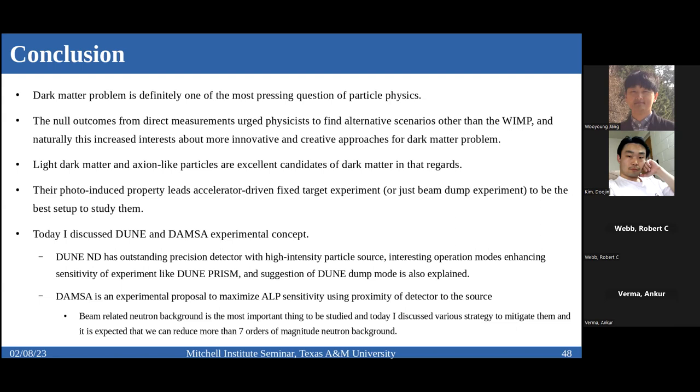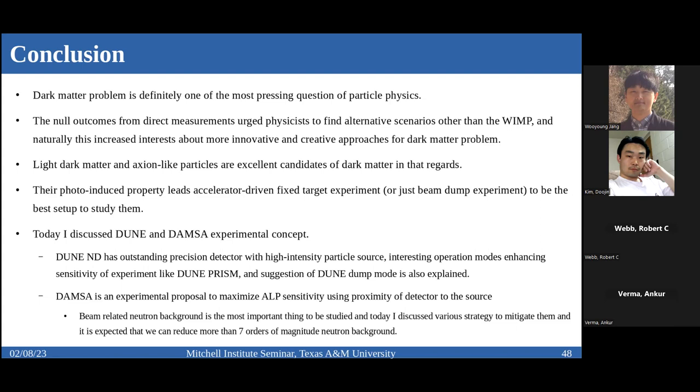So the DUNE near detector is an outstanding near precision detector with a high-intensity particle source for dark sector particles, and it also has interesting operation modes such as DUNE-PRISM, and we have a new suggestion of the DUNE beam dump. Also today I covered the DAMSA experiment, a conceptual experiment. The key idea of DAMSA was maximizing the dark particle sensitivity using a photon detector close to the source.